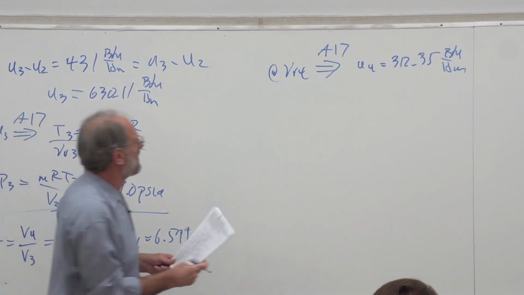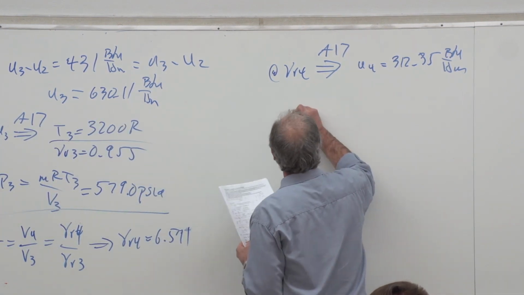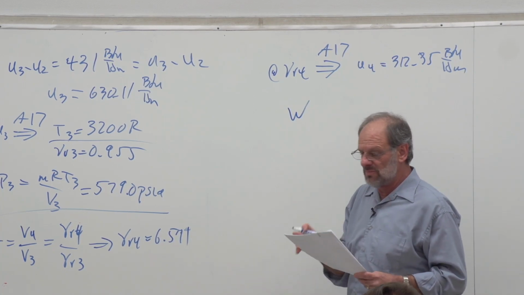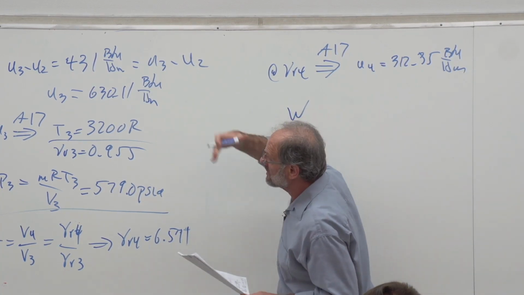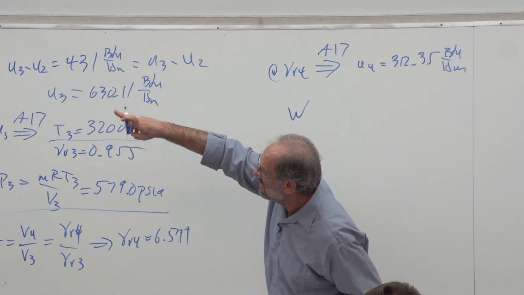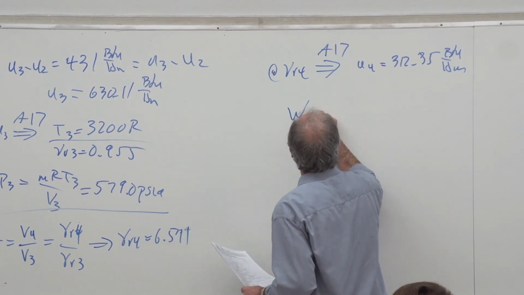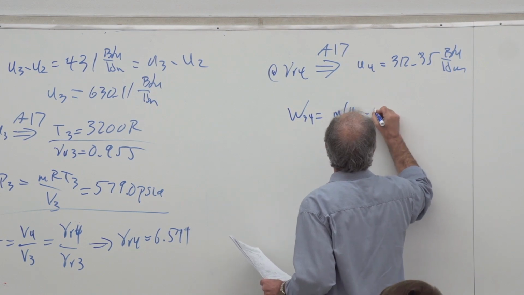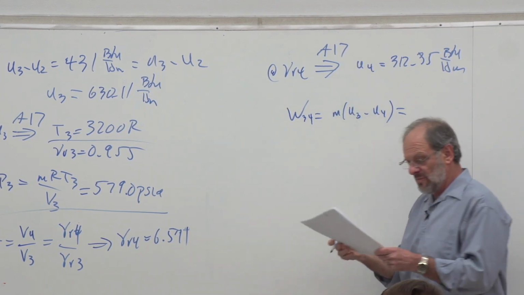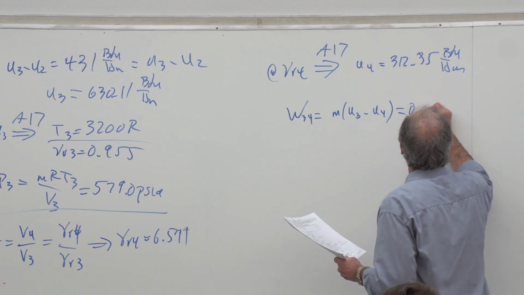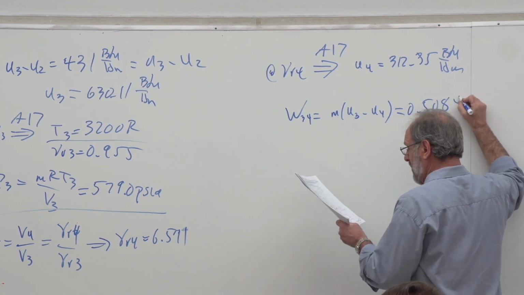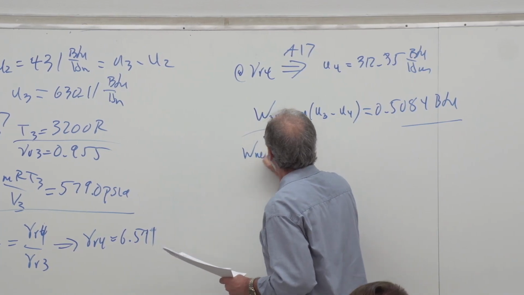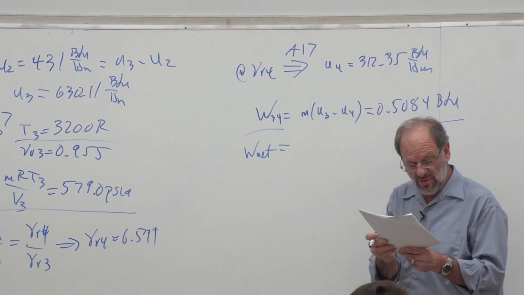So now we have all of our thermodynamic properties that we need. Now it's just a matter of finding our terms. So if we want first to find the total work produced in BTUs, then the work that's produced during this power stroke is from 3 to 4. So the work from 3 to 4 is just the mass times the change in specific internal energy from 3 to 4. So that's 0.5084 BTUs.